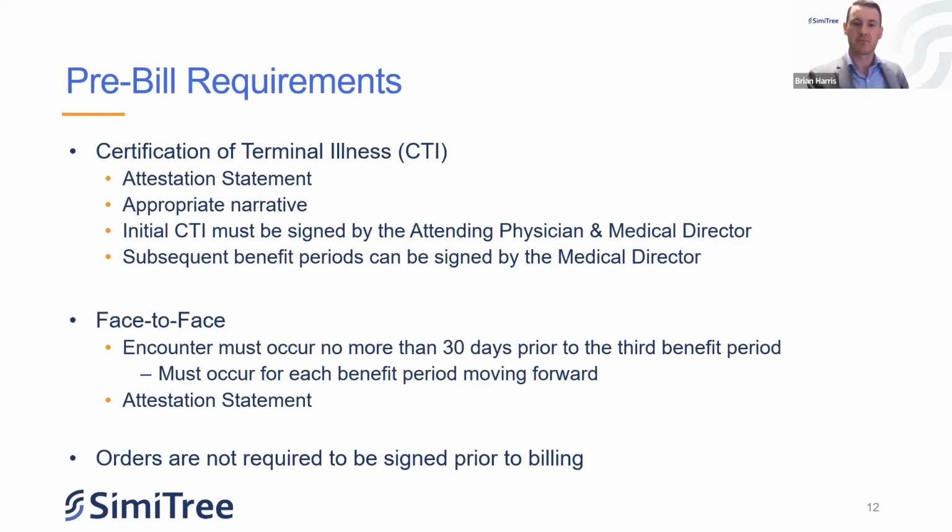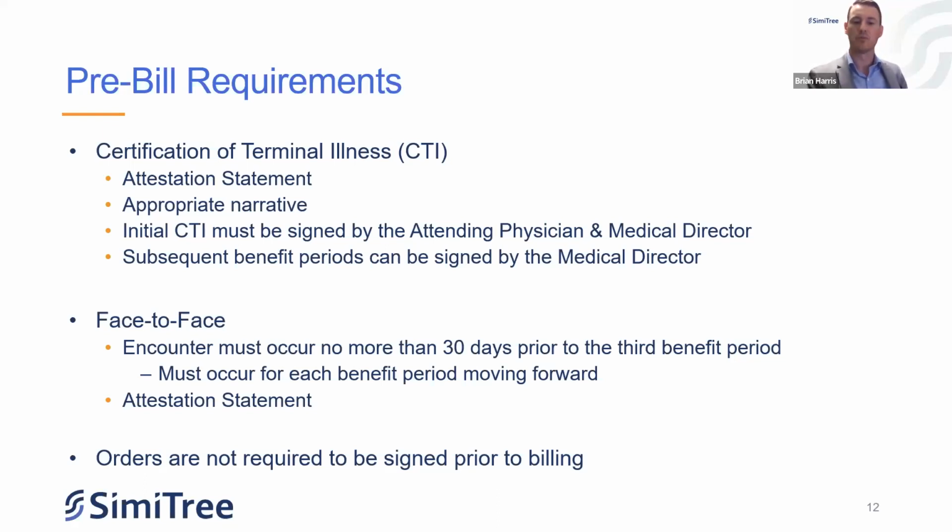On the face-to-face standpoint, we mentioned this on the home health side, a little bit different on the hospice side. The encounter has to occur no more than 30 days prior to the 3rd benefit period and each benefit period after that. So again, same concept as the home health side. The timing is a little bit different. You don't need it for the first 180 days.